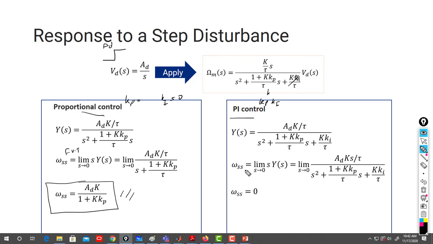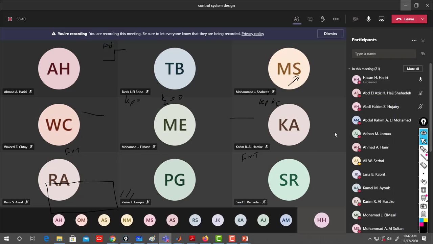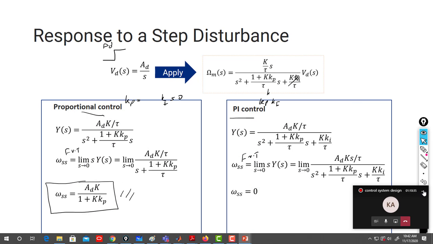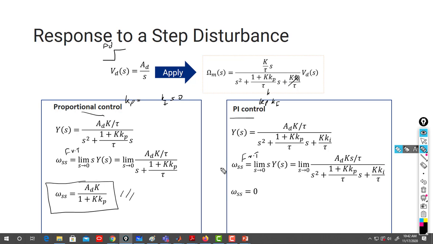But if you have a PI controller and you apply the final value theorem, you find the response at steady state is 0. So I'm saying in this scenario, scenario 2, when you have integral control in addition to the P, the steady state angular velocity is equal to 0 in response to a step disturbance.